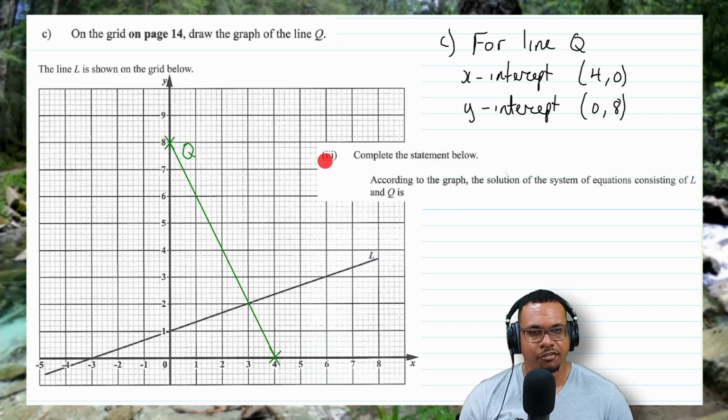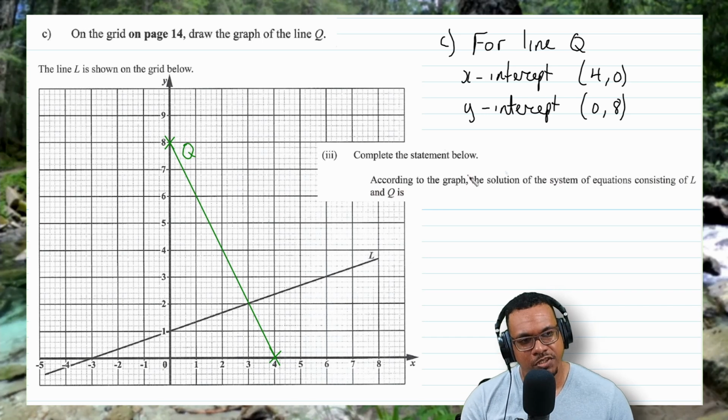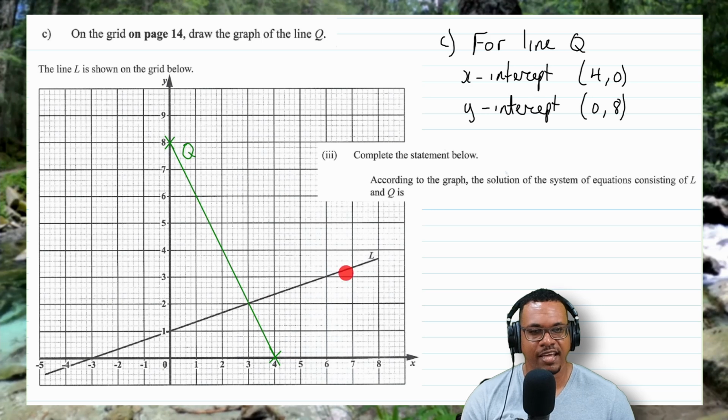Now I'm just putting part 3 here. Complete the statement below. According to the graph, the solution of the system of equations consisting of L and Q is. That is just the solution to the simultaneous equations. We have line Q, which has an equation. We have line L, which has another equation. All right, and the solution of those 2 equations will be where these 2 graphs intersect.